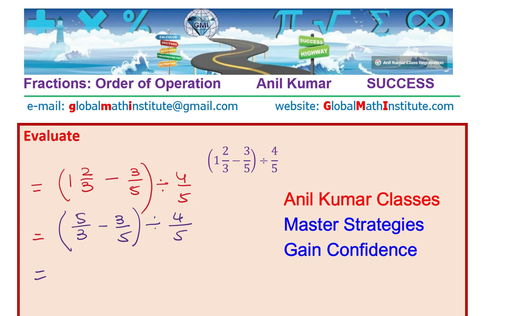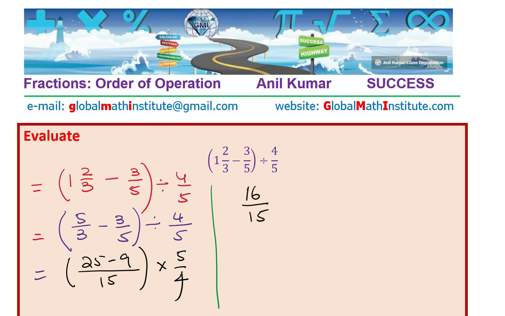Perfect. So common denominator this time is 15. Cross multiply 25 minus 9. Multiply by 5 over 4. Makes sense, right? So I hope now you're getting this flow, right? 25 minus 9 is 16 over 15 we have. And we have to multiply this by 5 over 4. You can simplify first. Dividing this, 5 goes 3 times and 4 goes 4 times, right? So we have our answer, which is 4 over 3. Perfect. Again, a very simple, thoughtful answer.